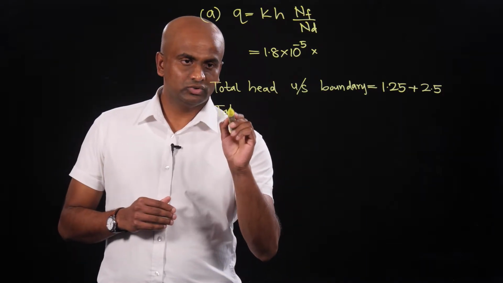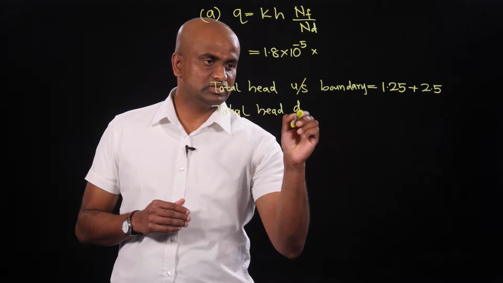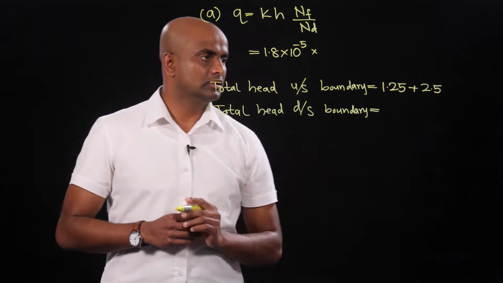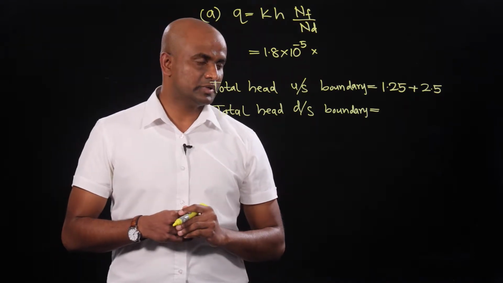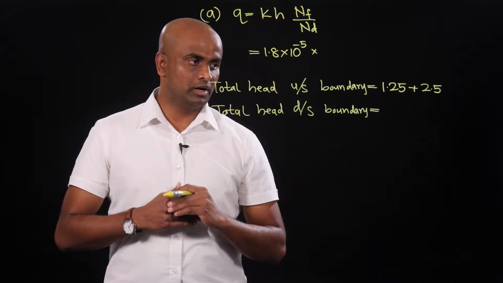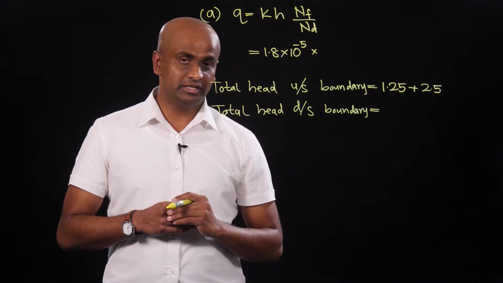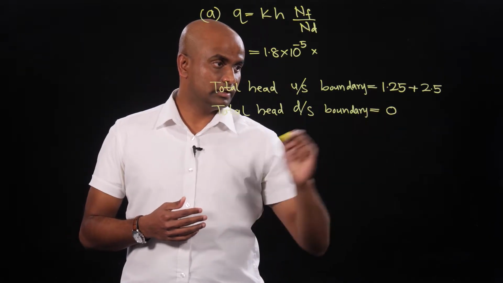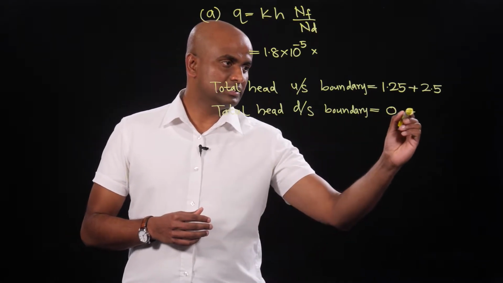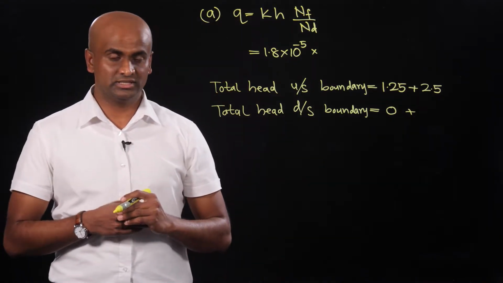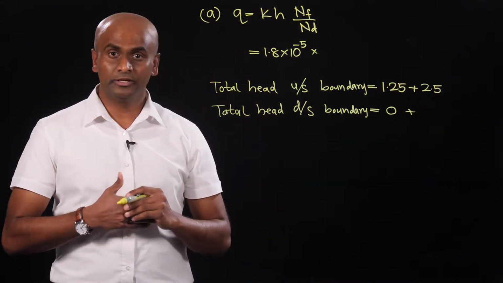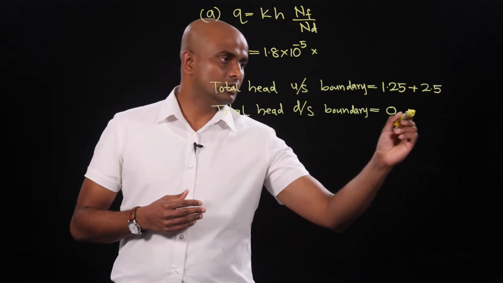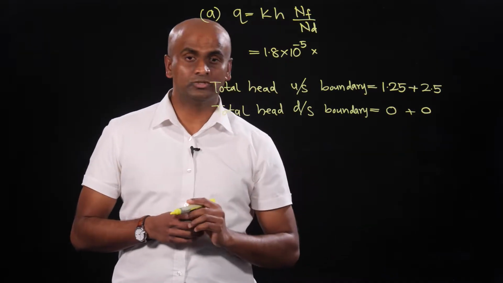Similarly, we can calculate the total head at the downstream boundary. For the downstream boundary, it is the pressure head plus elevation head. The pressure head is the height of the water above the boundary level. Within the excavation there is no water, therefore the pressure head is 0. And elevation head is the height above the reference level, which is the datum. We assumed the datum as the excavation base, which is the downstream boundary. Therefore your elevation head is also 0.